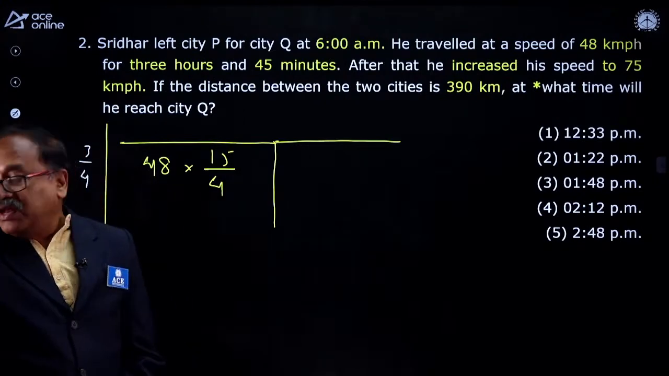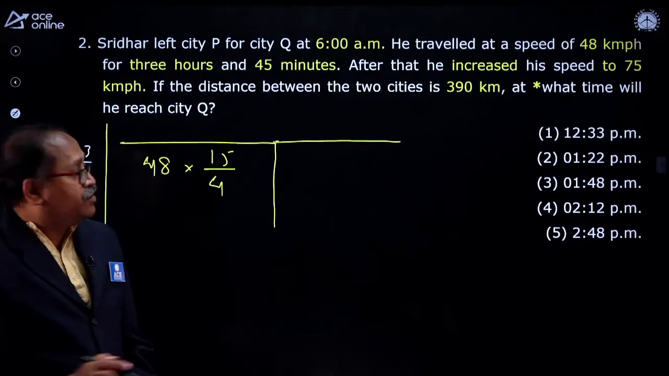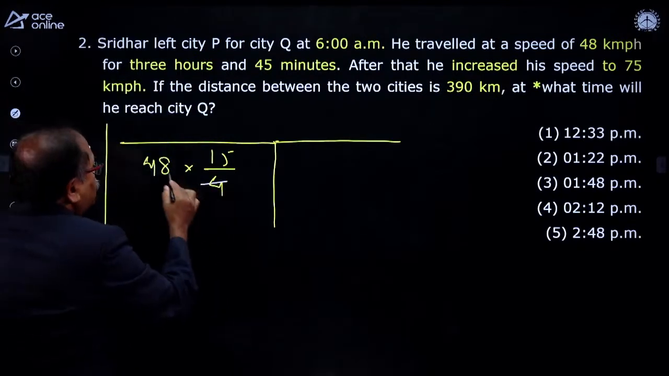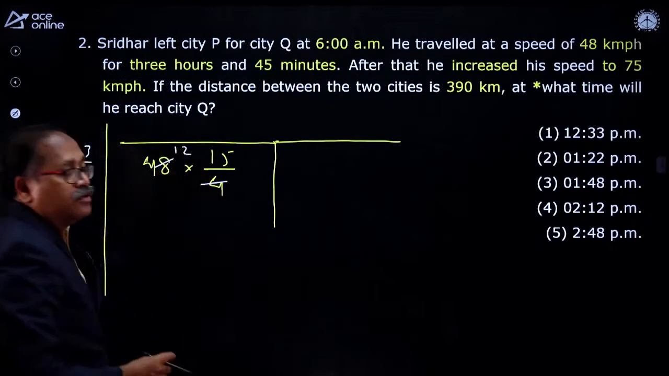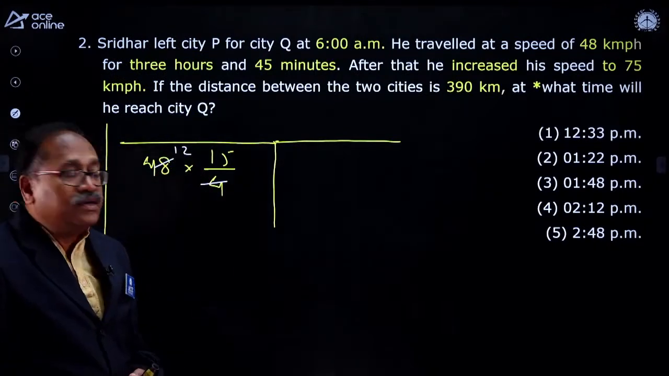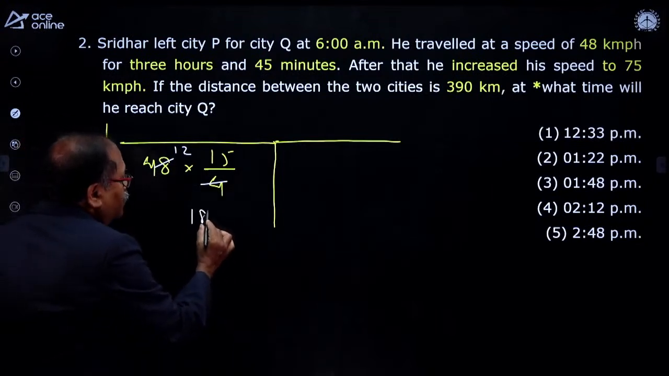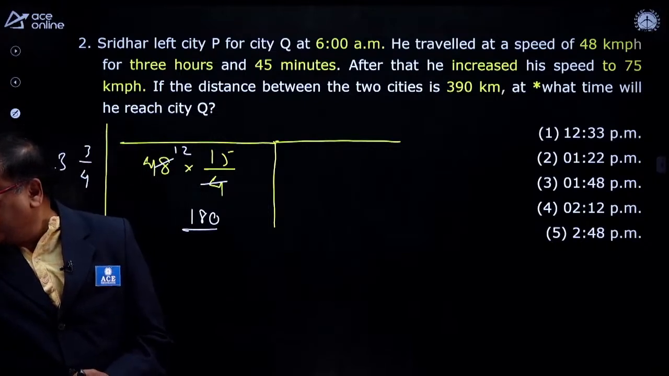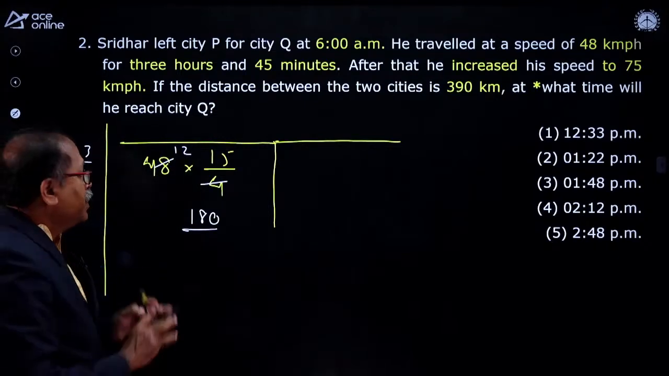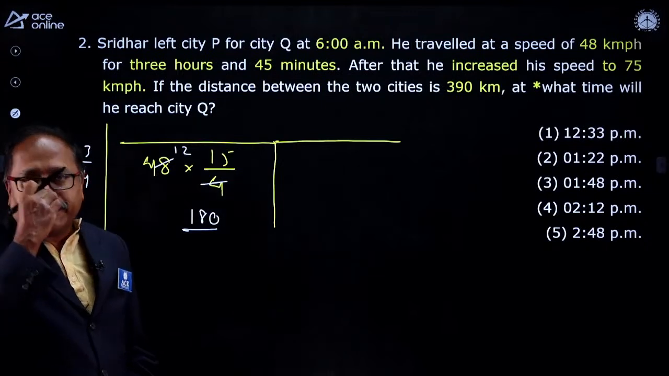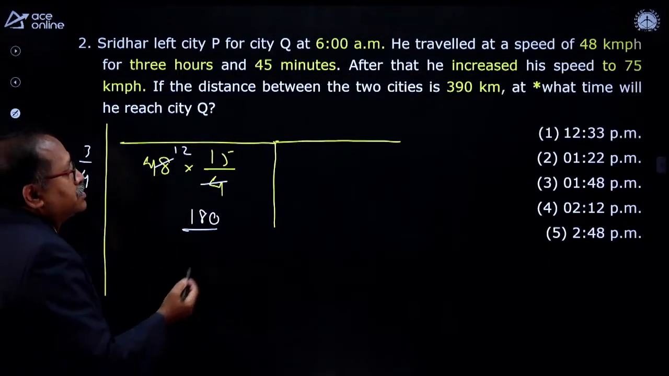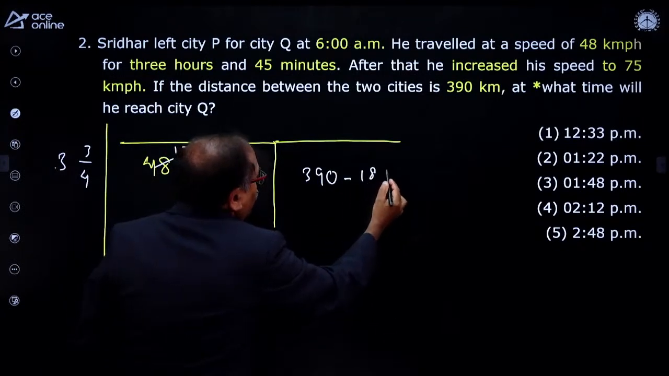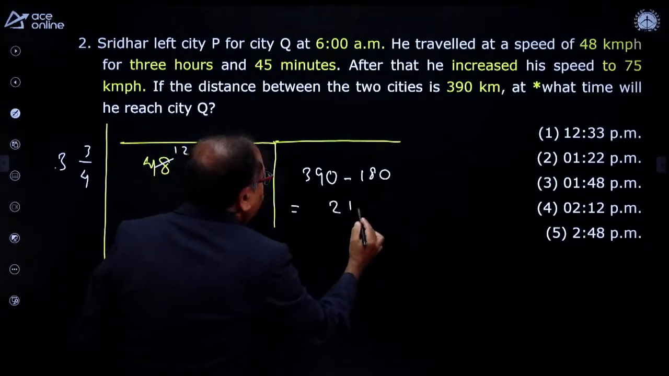Okay. Now I will answer the question. Now, here it is 12 times and 12 into 15. That comes to 180. So, 180 km is over here. 180 km is over, sir. So, what is the remaining distance? That is 390 minus 180, which is nothing but 210 km left.